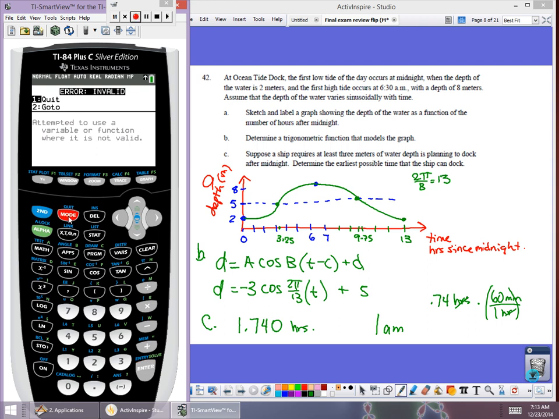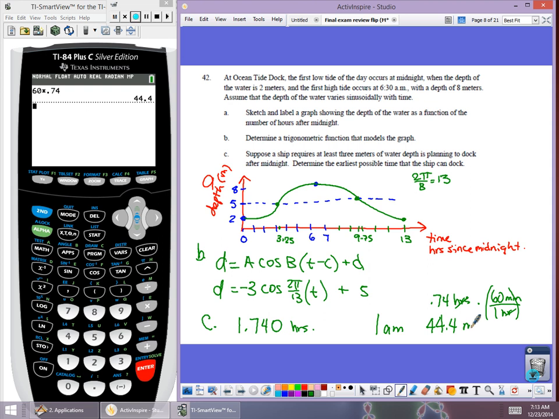Oops, I didn't mean to do it in there. We have to get out of the graph real quick. Okay, 60 times 0.74 would be 44.4 minutes. So at 1 a.m., after 1 hour and 44.4 minutes, to play it safe, I wouldn't want to go at 1:44 a.m. I would round it up to 45. So at 1:45 a.m., I think that would be a safe time for a ship to pass and not hit the bottom, right? Sorry, my graph is not completely drawn to scale. We're going to undo that line.